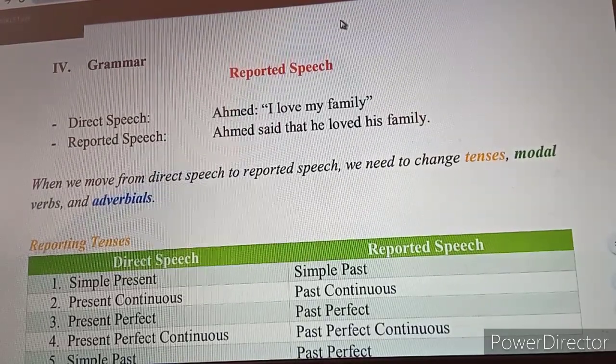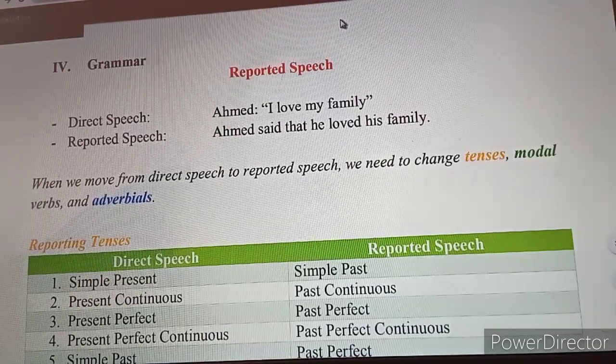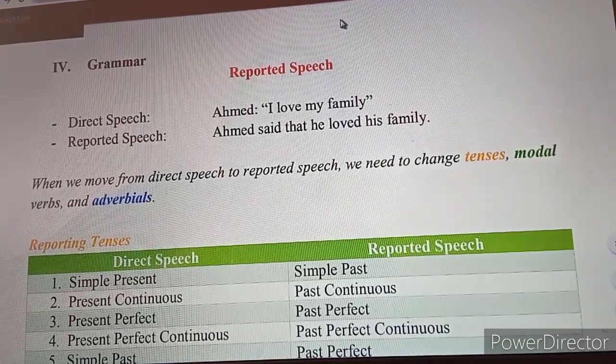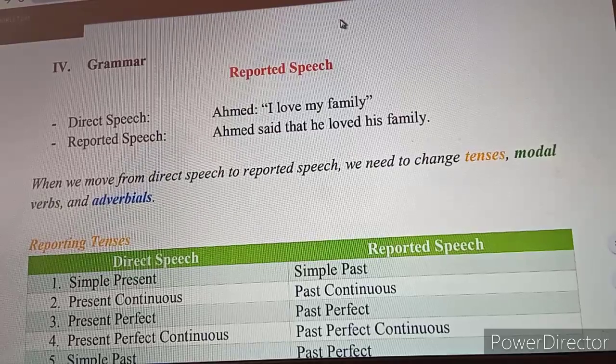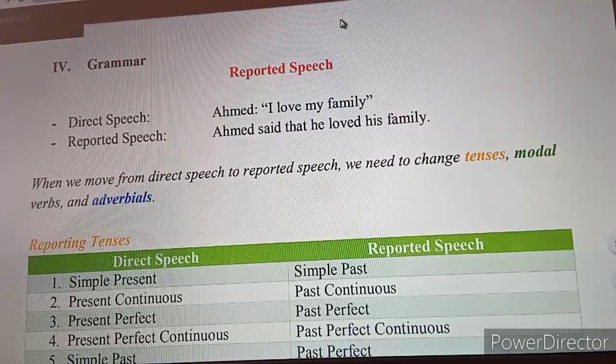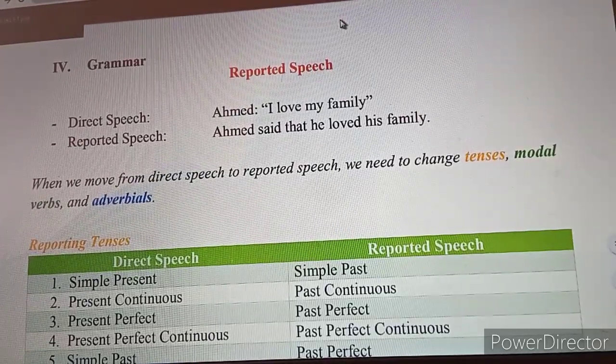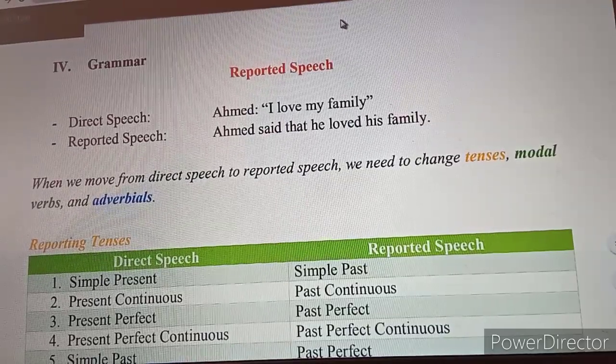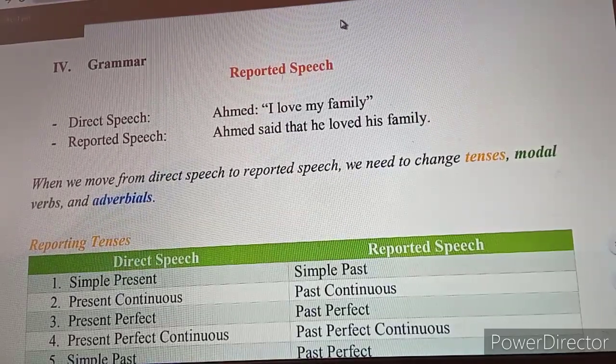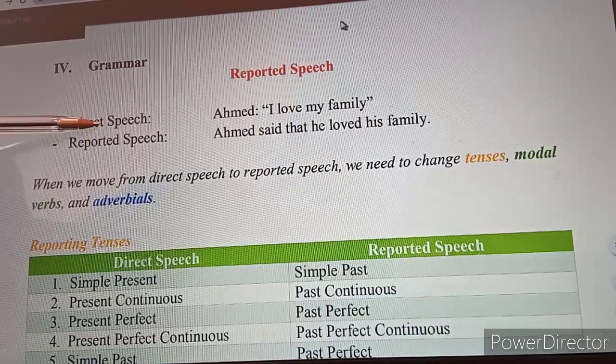So when we talk about reported speech, we talk about direct speech. So we have direct speech and reported speech. What is direct speech and what is reported speech? So now let's take this example. Here we have direct speech.